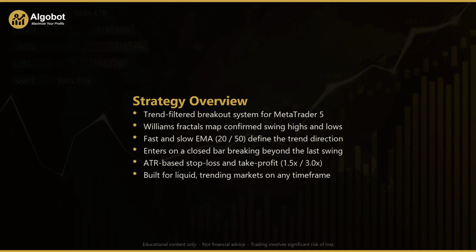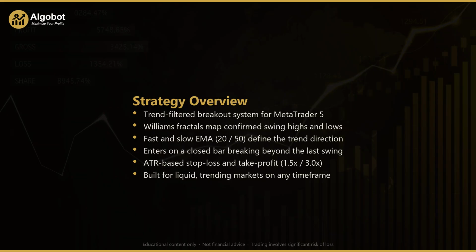The second building block is a trend filter made from 2 exponential moving averages of the closing price, a fast average of 20 periods and a slow average of 50. When the fast average sits above the slow, the strategy reads the market as an uptrend and considers only long breakouts. When the fast average is below the slow, it reads a downtrend and considers only short breakouts.